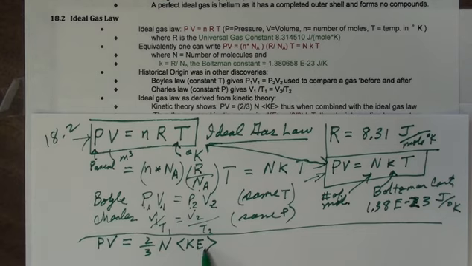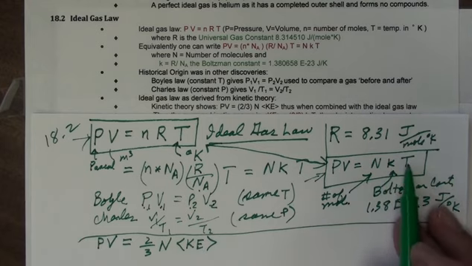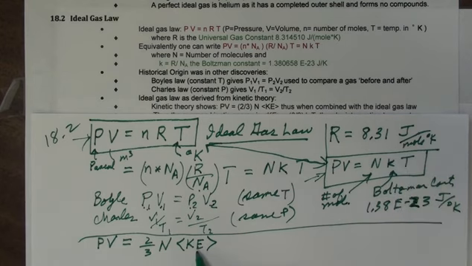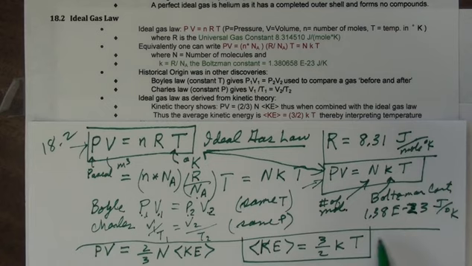And now if we compare this equation with this equation here, we can see now that the temperature must be related to the average kinetic energy. In fact, the average kinetic energy can be proven to be 3/2 of K times T. And this, therefore, tells us what temperature really is. It is proportional to the average kinetic energy.